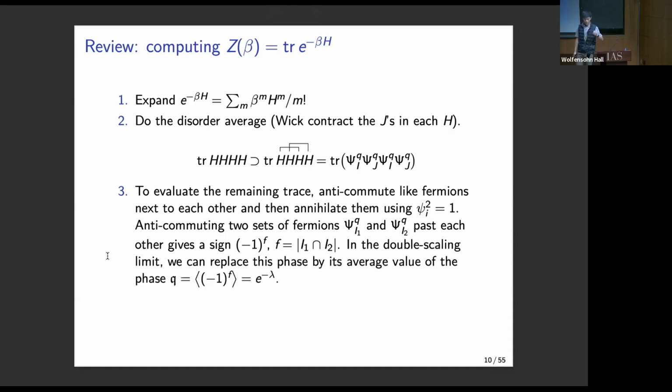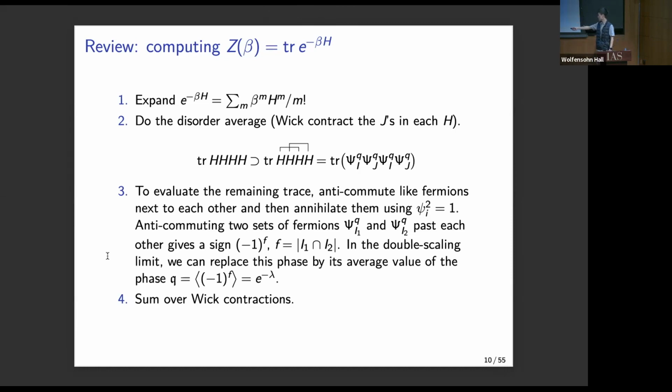So the trick is that in the double scaling limit, you can forego keeping track of the exact plus or minus 1s and just replace that with the average value of the phase, plus or minus 1. And that can be computed easily, and it's e to the minus lambda. So the rule is that every time you see this Wick contraction, you just need to keep track of intersections and insert this factor of e to the minus lambda every time you move i past j, which is the same thing as having an intersection in the middle of this diagram.